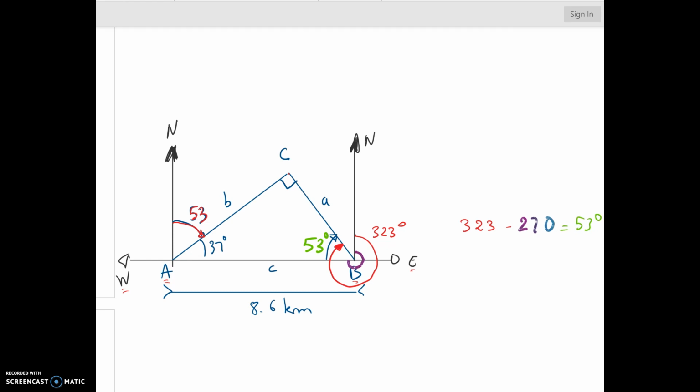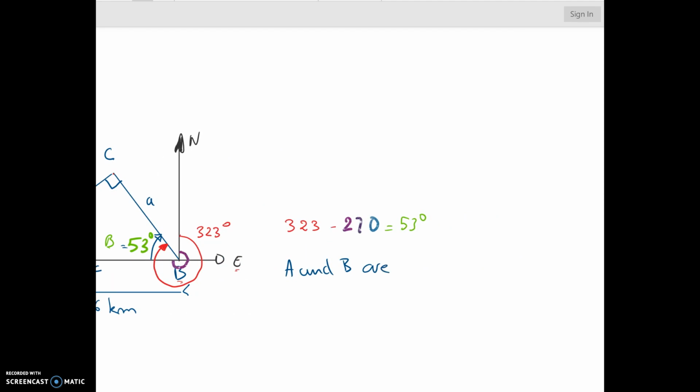Just to remind you, if I call 37 degrees the angle A, and 53 degrees the angle B, I'd like to remind you that A and B are complementary angles. This is the reason why 37 degrees plus 53 degrees equals 90 degrees. So I got a 90 degree angle for C.